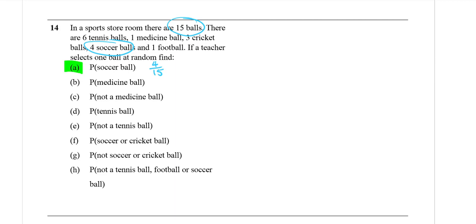Well, maybe we should do one of these ones down here that says or. If I want the probability of a soccer or a cricket ball, I would add the soccer with the 3 cricket balls, so that's a total of 7 out of the 15.